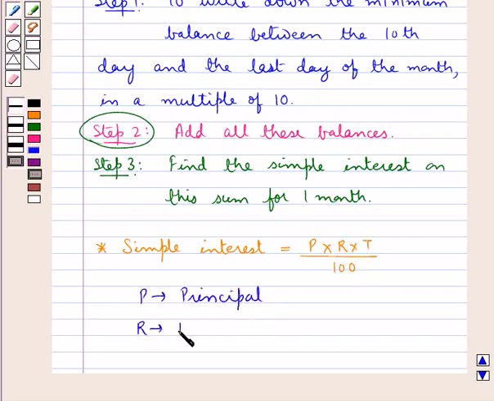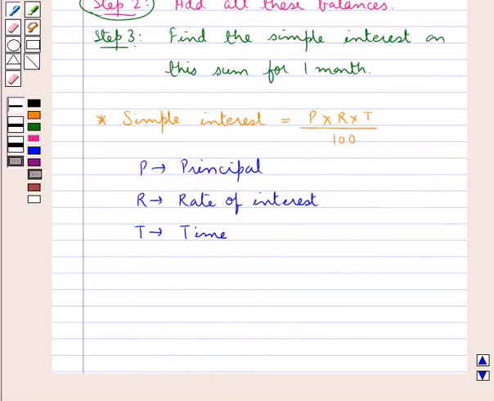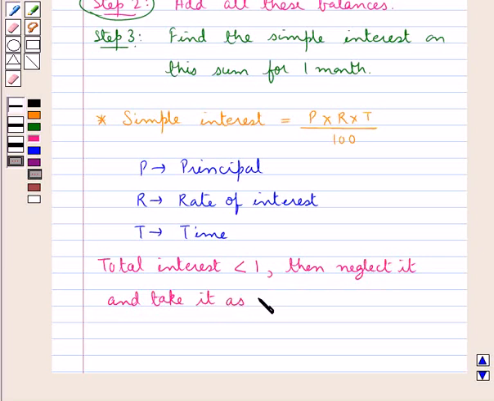principal, R is the rate of interest, T is the time. No interest would be paid for the month in which the account is closed. Moreover, if the minimum balance in a month is less than $5 or say $5, then no interest would be paid in that month also. Also, if the total interest is less than 1, then we neglect it and take it as 0.